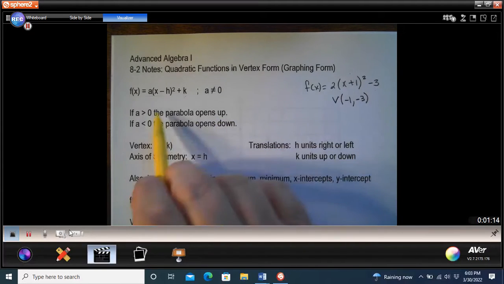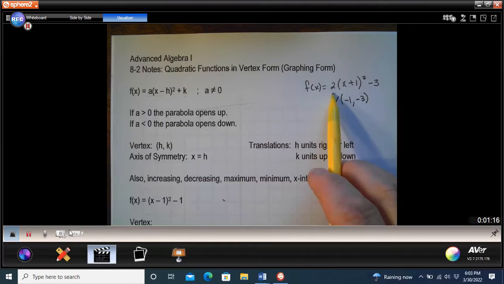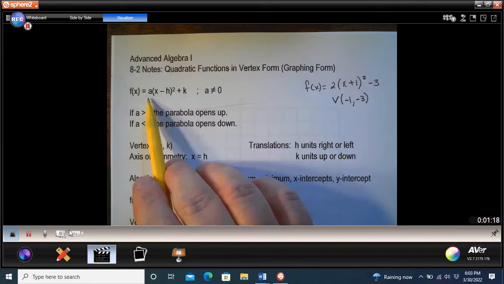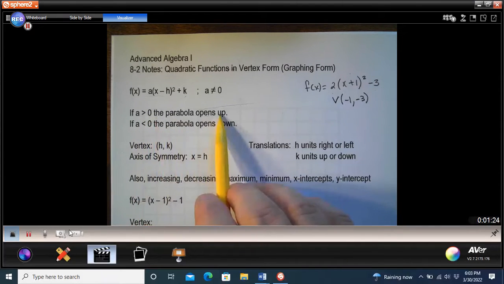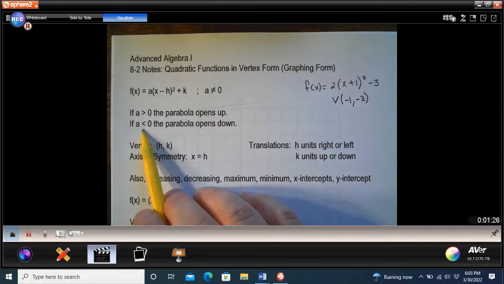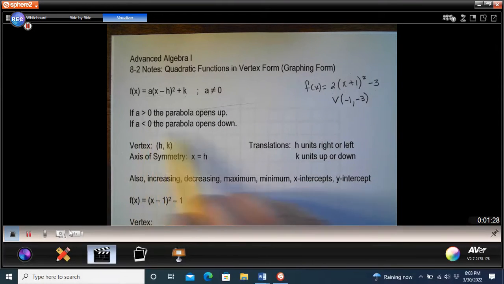I can also tell you that this parabola opens up because the a, the coefficient, if it's greater than 0, means positive, the parabola opens up. If it's less than 0, means negative, the parabola opens down. And as I said, the vertex is (h, k).